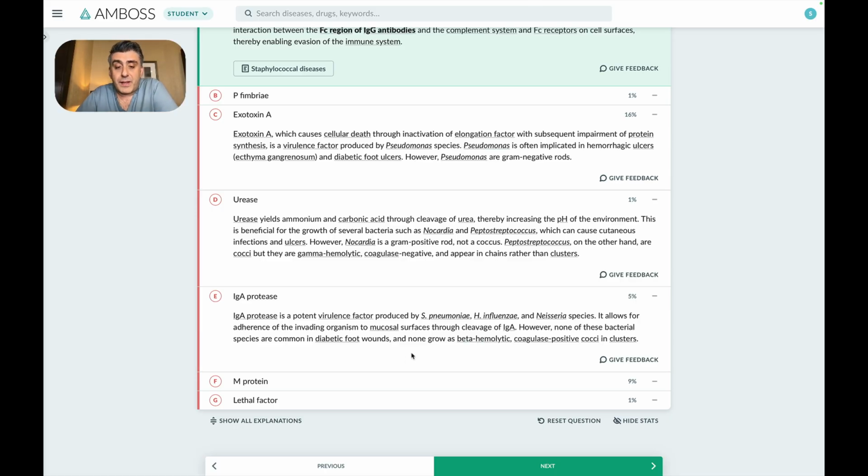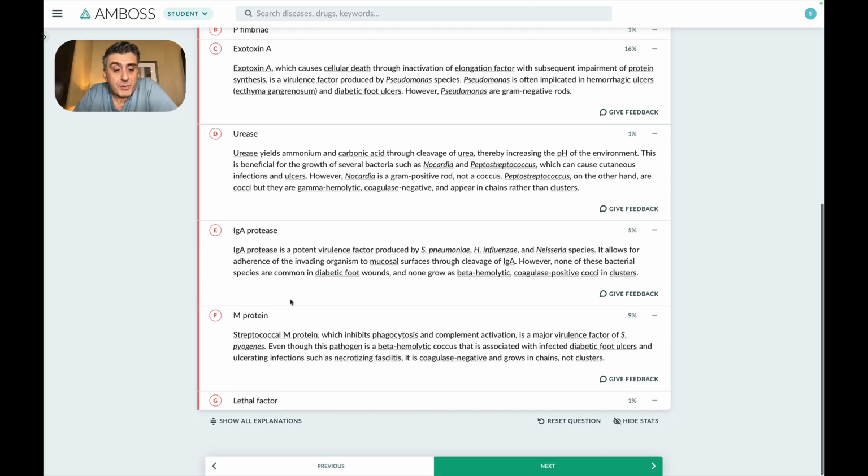So they are allowed to adhere to all the mucus areas because they cleave the IgA that would have got them to begin with. So M protein, this is pretty big. This is Strep pyogenes. This is something you must know. They love asking you questions about staph and strep, especially when it comes to skin infections, to rheumatic fever. So if you feel iffy about that, please take your time now, invest the time. I promise you it's going to pay off.